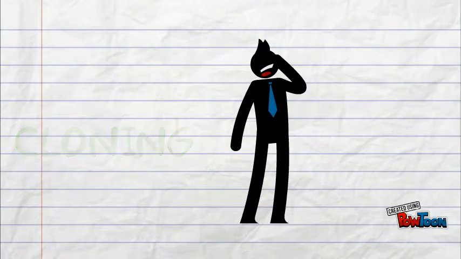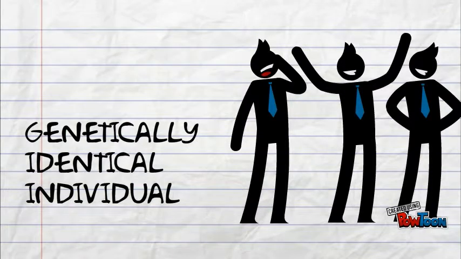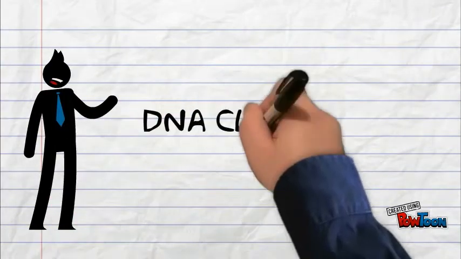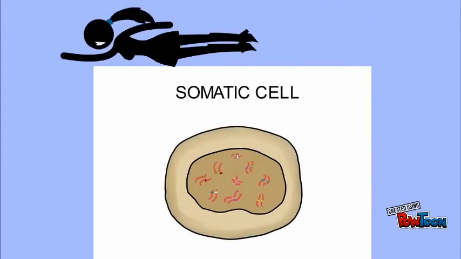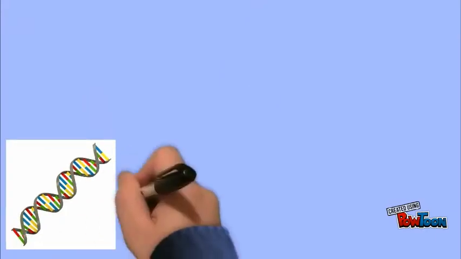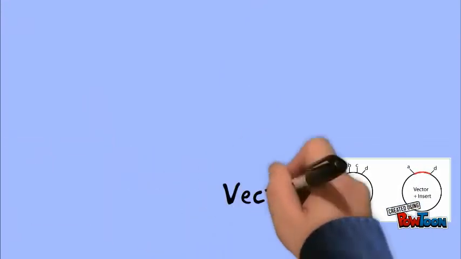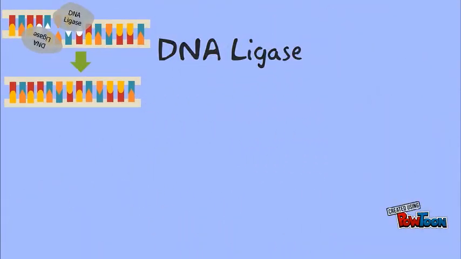Cloning is a process used to create a similar population of genetically identical individuals. The most common cloning method is DNA cloning. It is used to create an exact copy of an organism by using the complete genetic material of a regular somatic cell. The components needed in a cloning process are desired DNA fragment, vector, restriction enzyme, and DNA ligase.